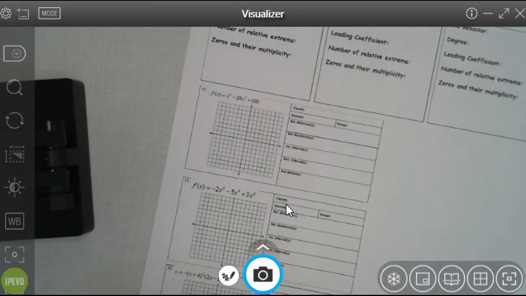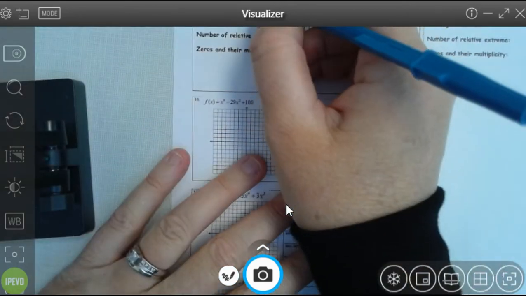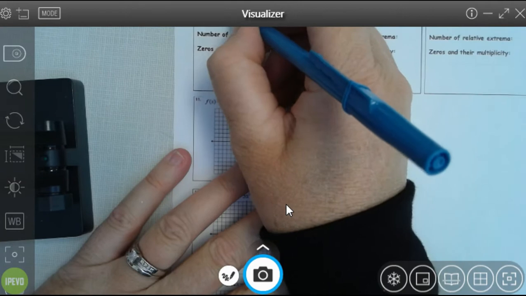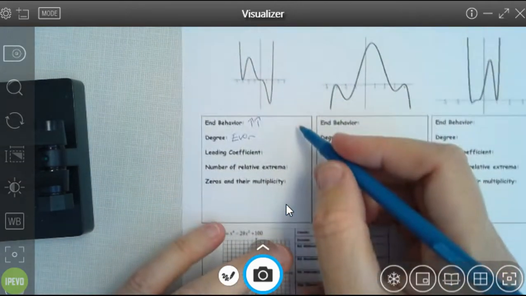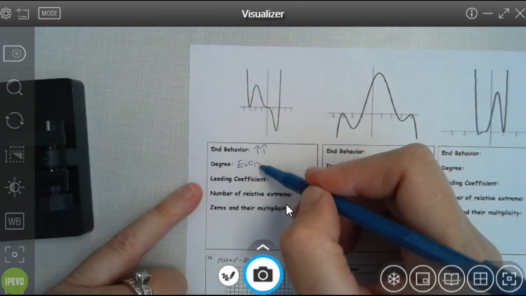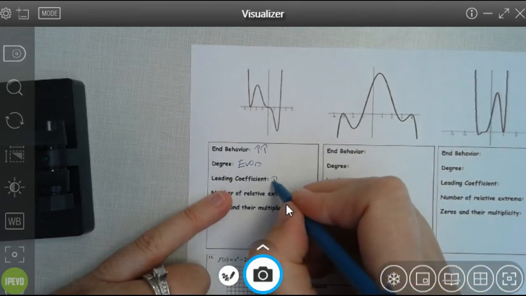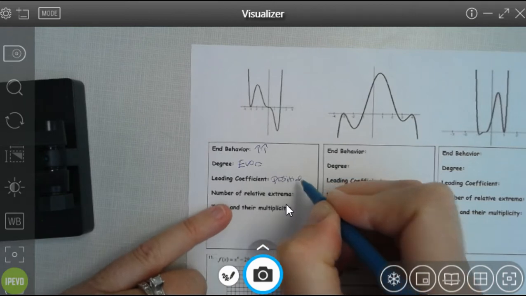So let's go ahead and look at this. This is an up-up function. It has to be even because it points up-up. Remember, evens go up-up or down-down. So this is definitely even. The leading coefficient had to be positive because it's going up-up.